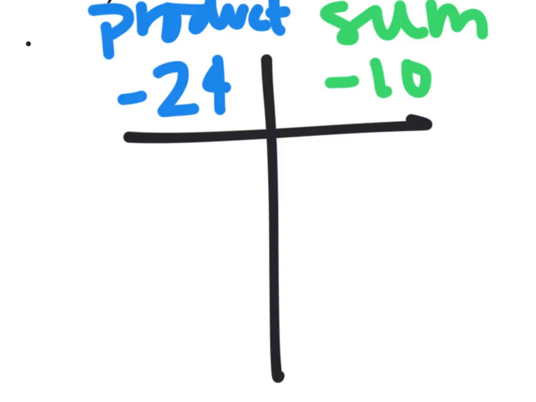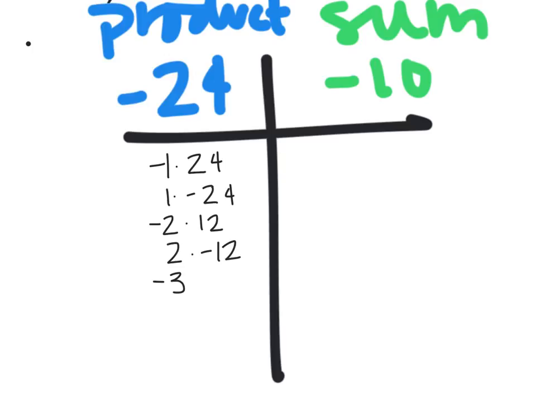So let's start thinking of my factors of 24. Well, negative 1 and 24, or 1 and negative 24. I can also have negative 2 and 12, or 2 and negative 12. I could have negative 3 and 8, or 3 and negative 8, or negative 4 and 6, or 4 and negative 6. That's actually my last set.